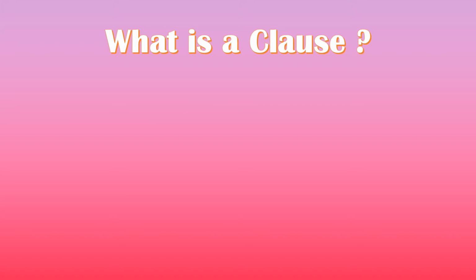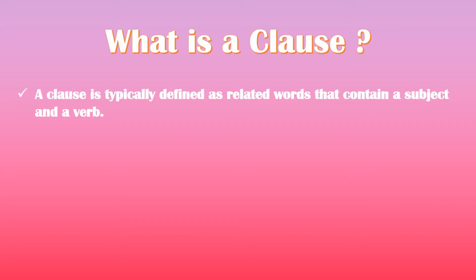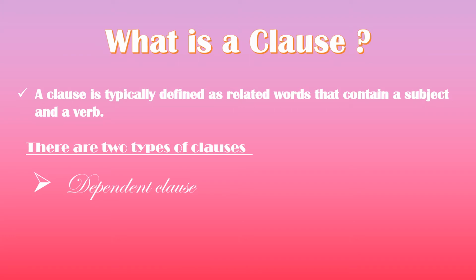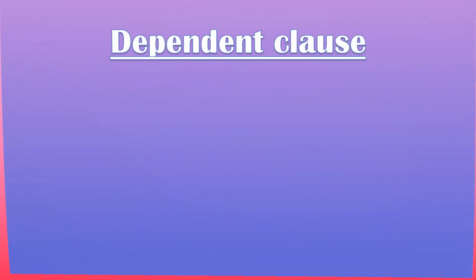What is a clause? A clause is typically defined as related words that contain a subject and a verb. There are two main types of clauses. They are dependent clauses and independent clauses. So first, let's go through the dependent clauses.